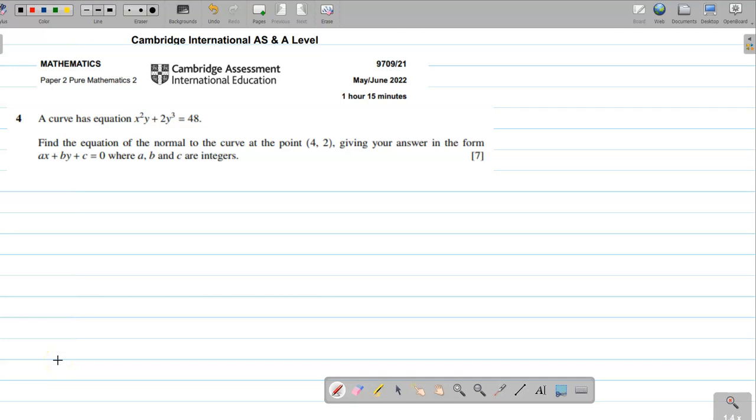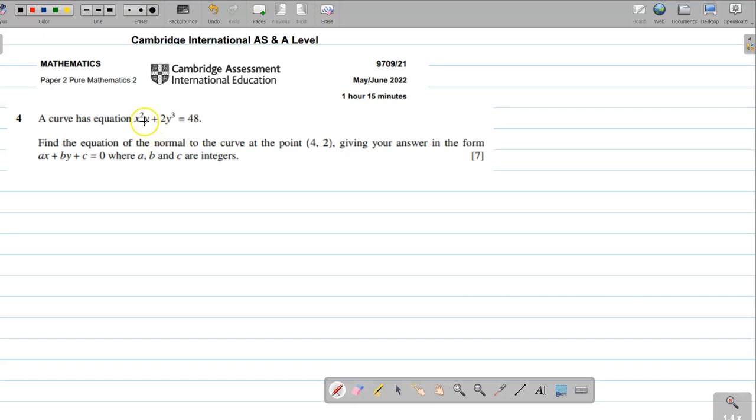Let us work through question 4 taken from the June 2022 Cambridge International Exam. It's paper 2. A curve has equation as shown here. You are asked to find the equation of the normal to the curve at the point (4, 2), and to write your equation in the form ax + by + c = 0, where a, b, and c are integers. So first, how do we find the equation of the normal?